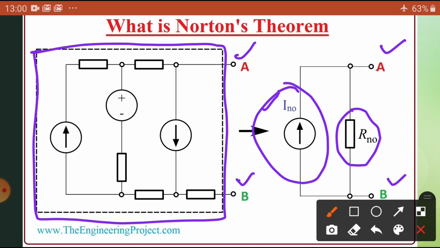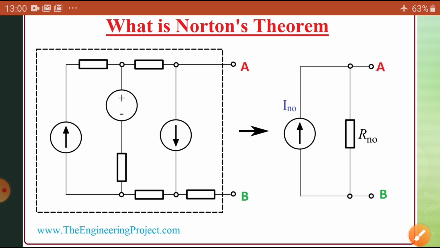Now you may have some doubts. Sir, how are we going to convert this complex circuit, which has so many voltage sources, current sources and elements? We will learn that. It is very easy, dear students. For the complex circuit, we are going to find I Norton and R Norton. What is the procedure, sir?